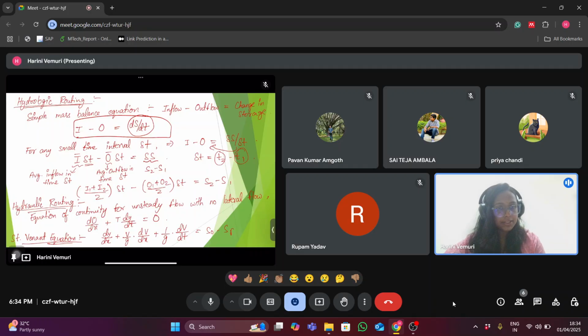Here S naught is the bed slope, SF is the slope of the energy line, and dV by dt will account for the local acceleration, if you remember. This will account for the velocity of flow at a section, like at the cross section, how it is varying the flow, and dy by dx is the change in the water depth with respect to the length.